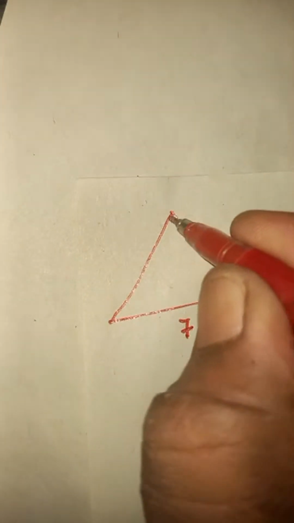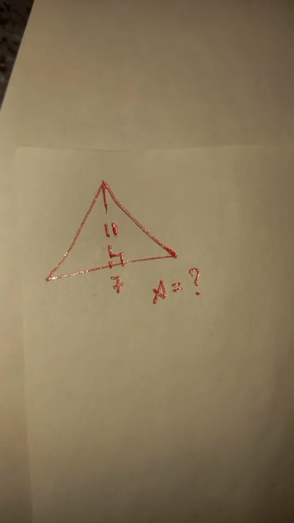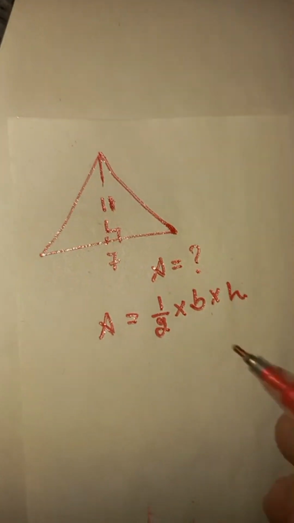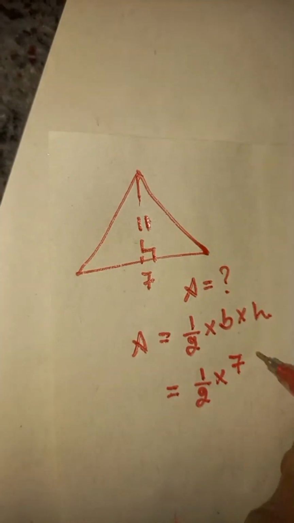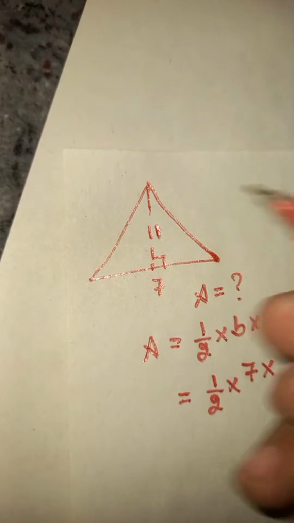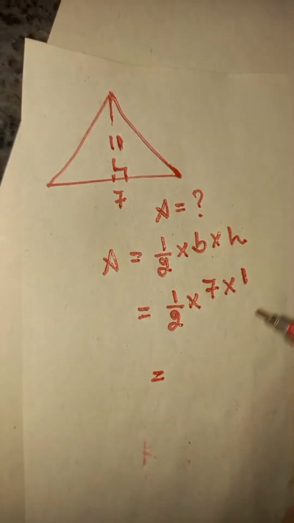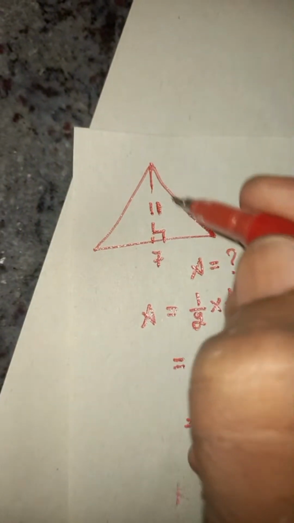Now let's take one more triangle. In this triangle the base length is 7 units and the perpendicular height is 1 unit. Here also you need to find out the area. The area of this triangle is the same thing, half times base times perpendicular height, which gives half times, this is the base, which is 7 units, times, this is the perpendicular height, which is 1 unit. Now you cannot divide 2 and 7, so 7 times 1 is 7 above and below it is 2. 7 by 2 square units is the area of this triangle.